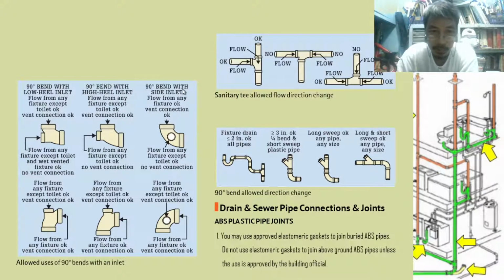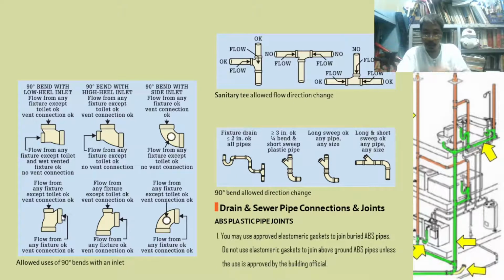90 degrees vent with side inlet, flow from any fixture. Okay. Vent connection. So you can use this type, this particular inlet. How about this one? You cannot use this side for a toilet. No vent connection. Okay, here. So next, flow from any fixture. Okay, vent connection, in this side.